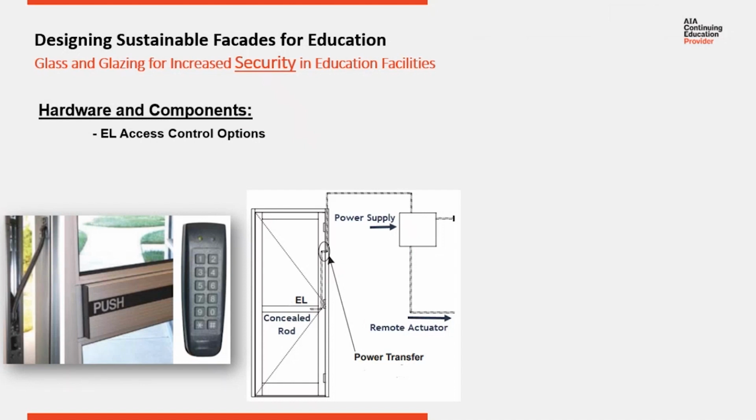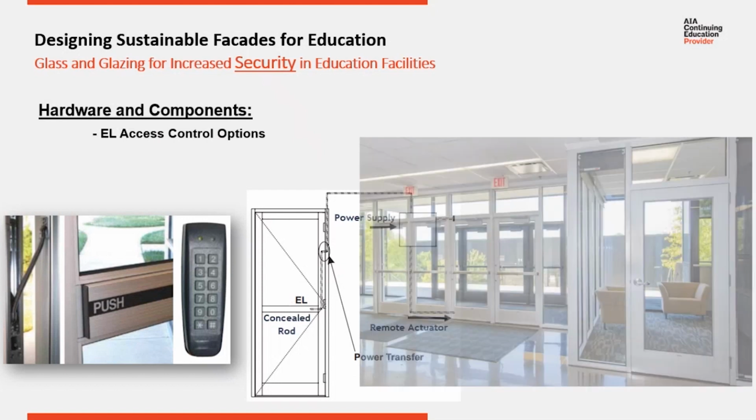On the left, you can see an entrance with a mid-rail that operates concealed rod exit devices. The rods are retracted by the EL hardware as a response to a code entered on the keypad. The cable that you see running from the hinge of the jamb to the door is the power transfer.